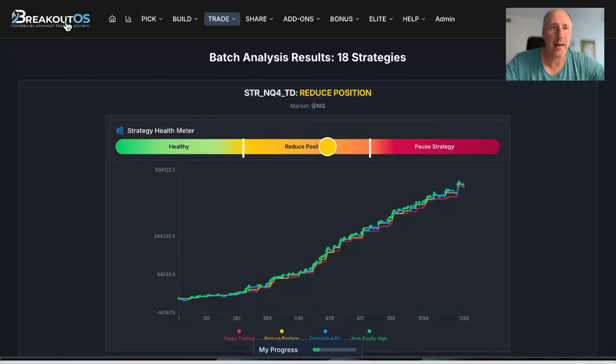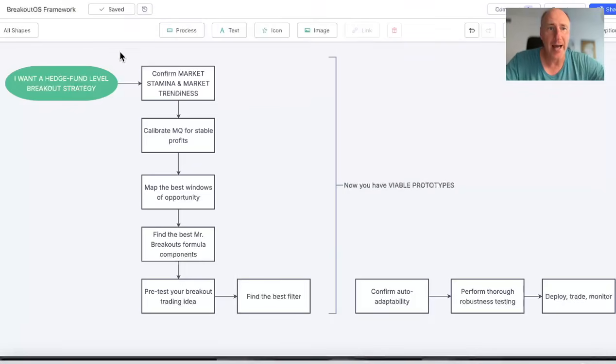Okay, welcome back everyone. So in the previous two videos, I was talking a lot about the Breakout OS. In the first video, that was the first part, I explained the architecture of the Breakout OS. So please go to part 1 if you haven't seen it yet. This explains the whole architecture behind the Breakout OS. Breakout OS is a highly professional, specialized hedge fund level platform to create hedge fund level breakout strategies.